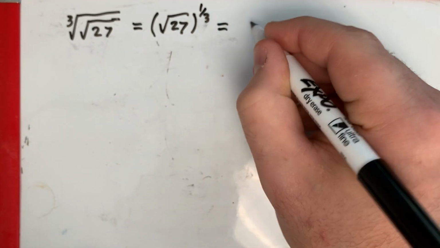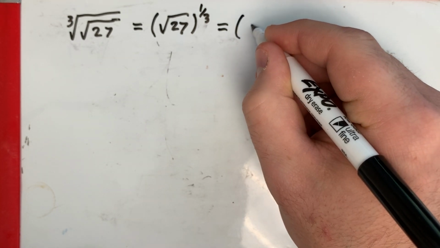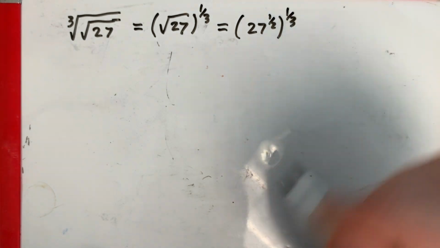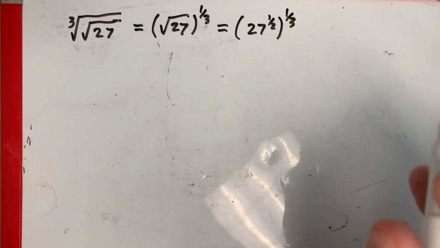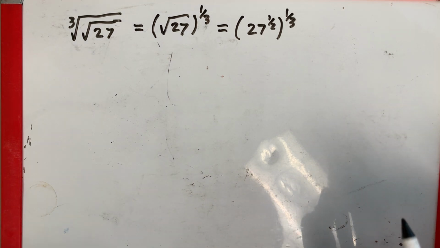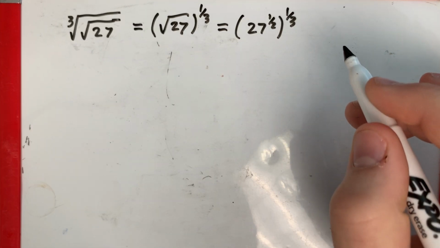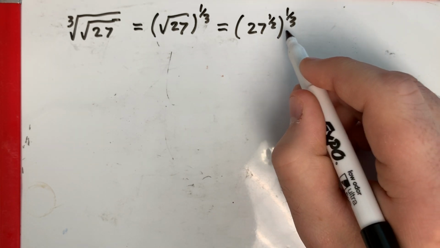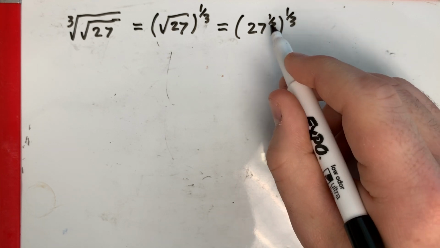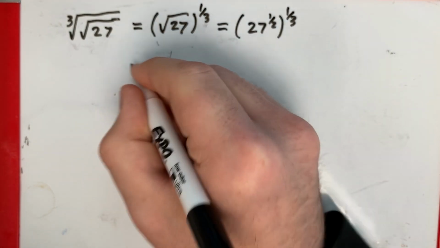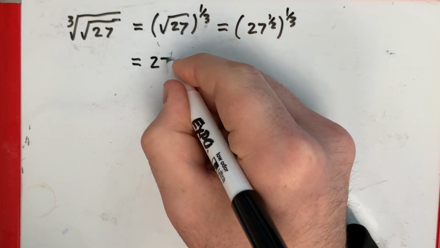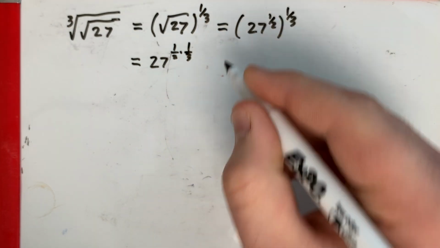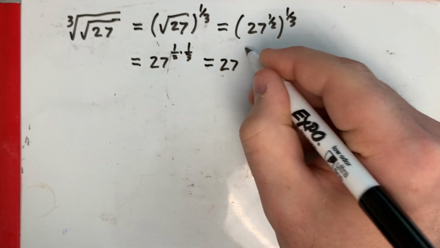Continuing with this, this gives me 27 to the 1/2 power, all to the 1/3 power. This is an exponent review of sorts to figure out how we can work with this most effectively. When you have an exponent of an exponent, you multiply the exponents. You multiply straight across as you would normal fractions. So what does this give us? This gives us 27 to the 1/2 times 1/3 power, and that is equal to 27 to the 1/6.